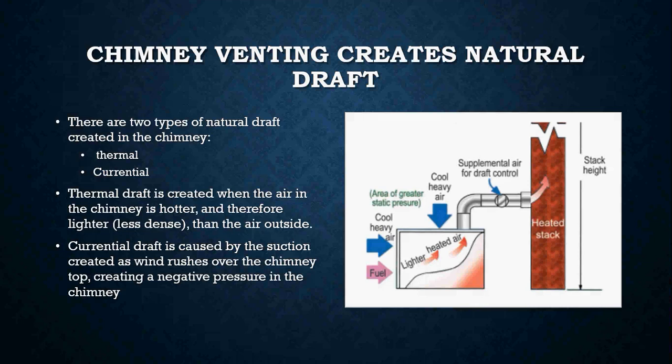So chimney venting creates natural draft, right? There are two types of natural draft that's created in a chimney, and that's your thermal and your torrential. Okay, thermal draft is created when the air in the chimney is hotter and therefore lighter, less dense, than the outside air. Torrential draft is caused by the suction created as wind rushes over the chimney's top, creating a negative pressure inside the chimney.